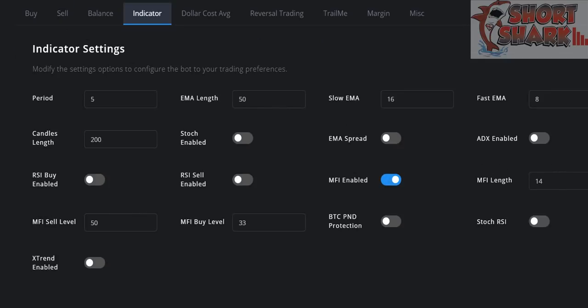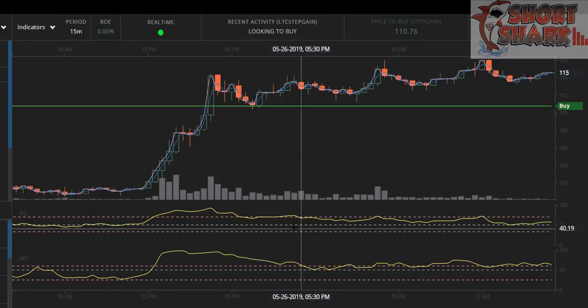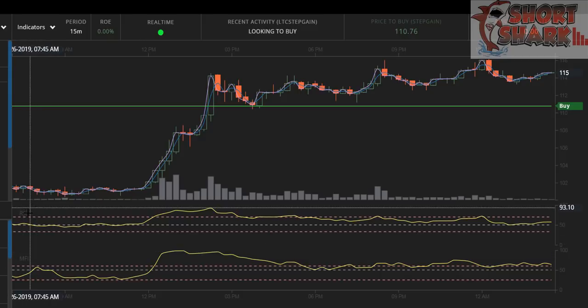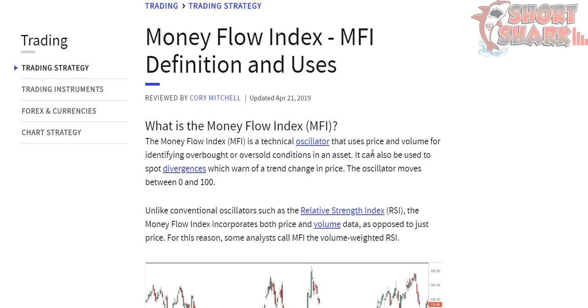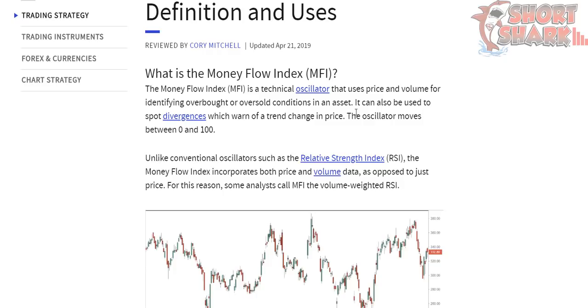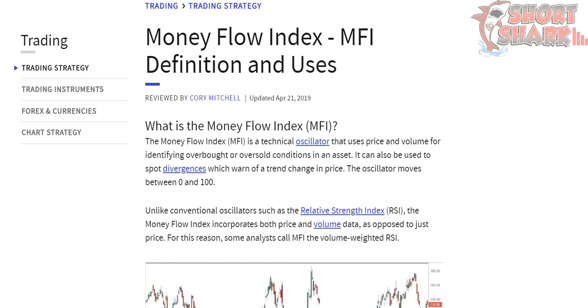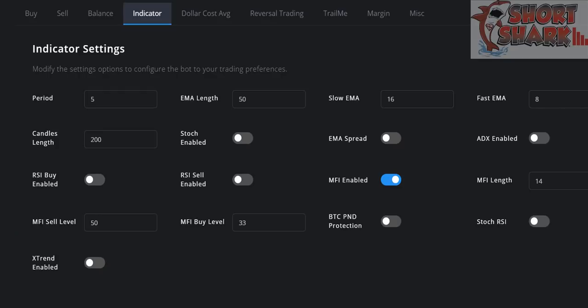Throw on MFI. MFI is going to give you some settings that look like this. And so this is the RSI, relative strength index, and this is the money flow index. So this is just buy and sell. Okay. Money flow index is, unlike conventional oscillators like the relative strength index, the money flow index incorporates both price and volume data. Okay, so it's not just the price, it's also the volume. It's not fantastically perfect, but it's better than just running boxes 1 through 10.